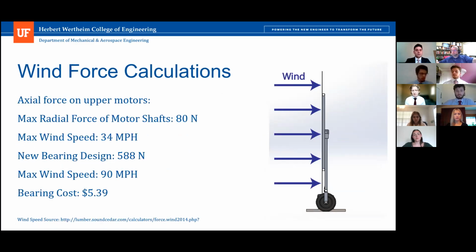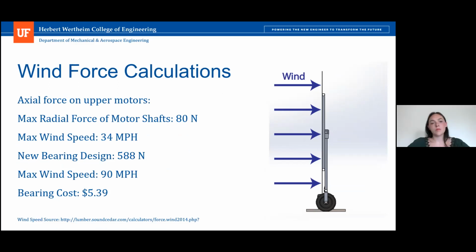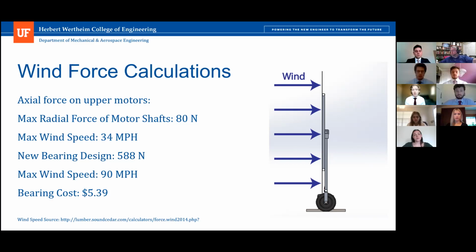So another consideration was the wind force that would overcome the shaft rating for force in the radial direction of the upper motors that control the reflective platform. So the maximum radial force that the motor shafts are rated to is 80 newtons. And without the support bearing that we mentioned previously, the maximum wind speed that these shafts would be able to withstand was only 34 miles per hour. So including the new roller bearing design, we were able to increase the maximum wind speed by more than a factor of 2, up to 90 miles per hour.